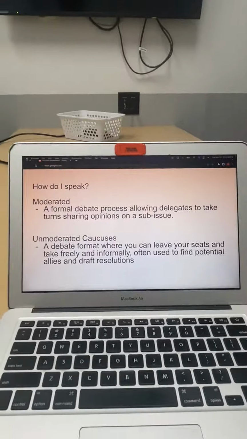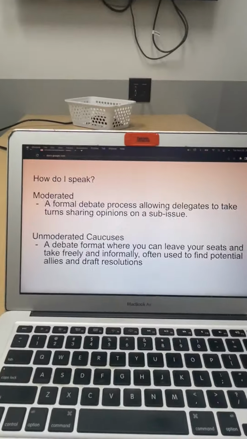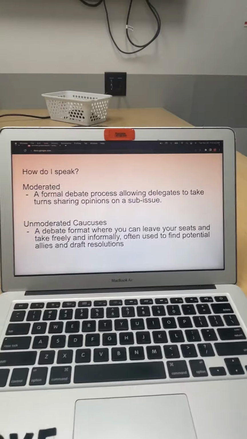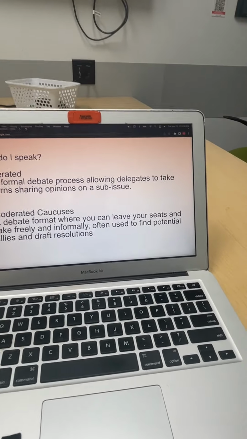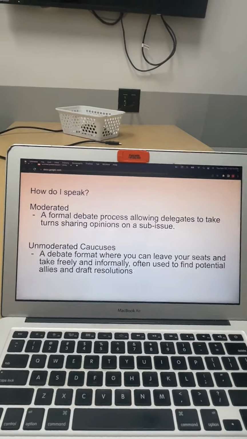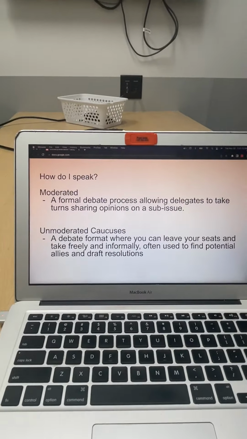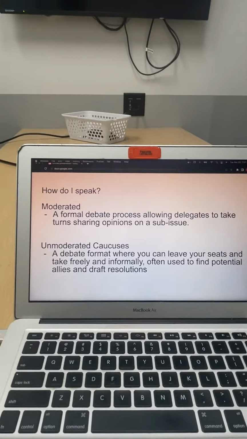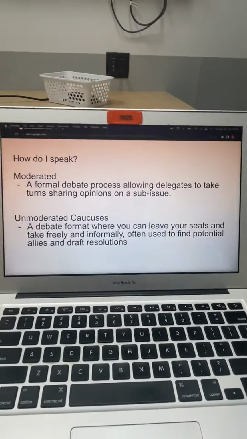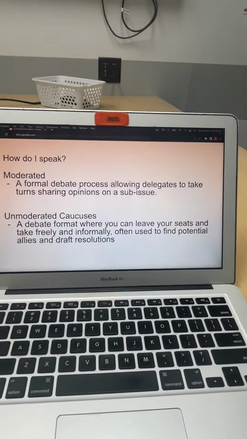So how do you even speak to begin with? Well, you have moderated caucuses and unmoderated caucuses. In moderated caucuses, you have a formal debate process that allows delegates to take turns sharing opinions on sub-issues, which leaves very little room for cross-debating, and it's a very formal procedure in which people get to take time to just speak without being interrupted and voice their opinions. So it's good to get on the speakers list for this.